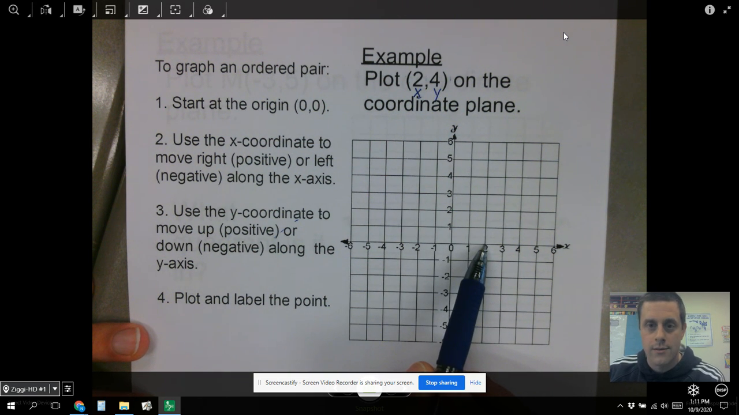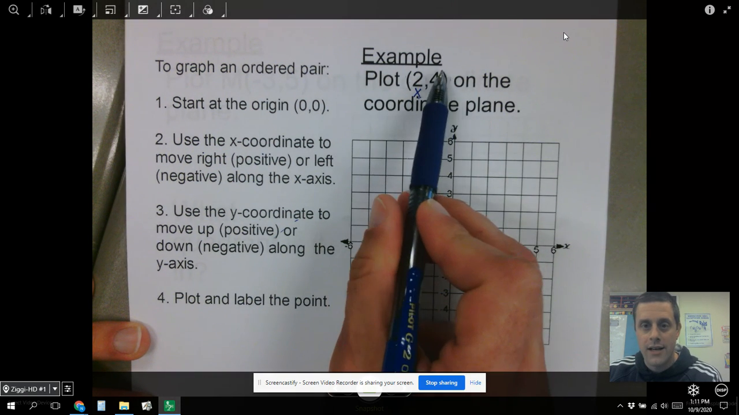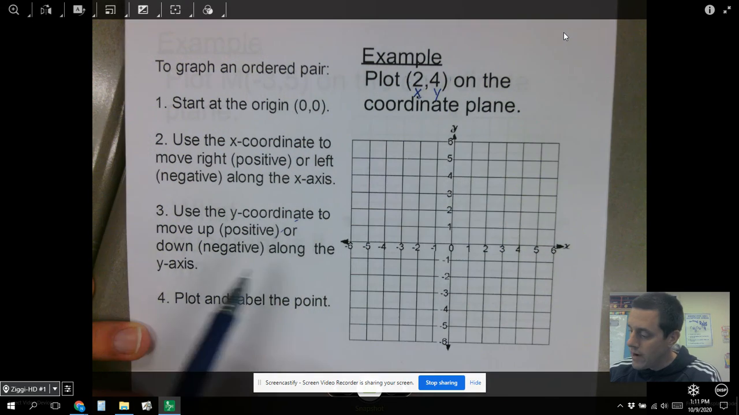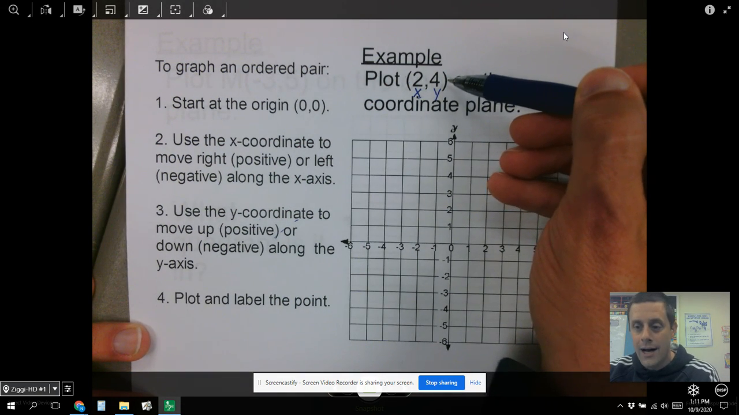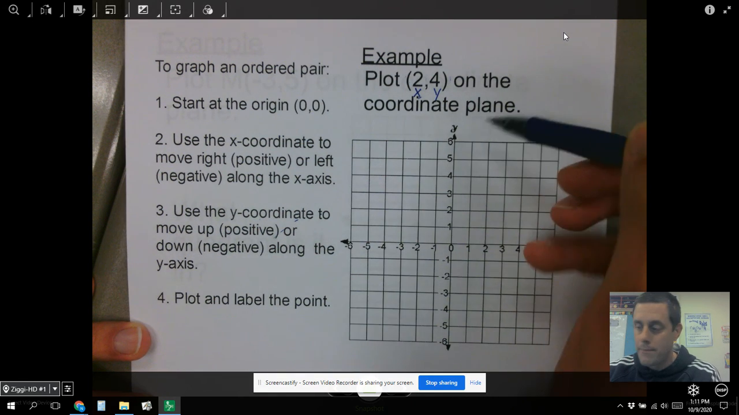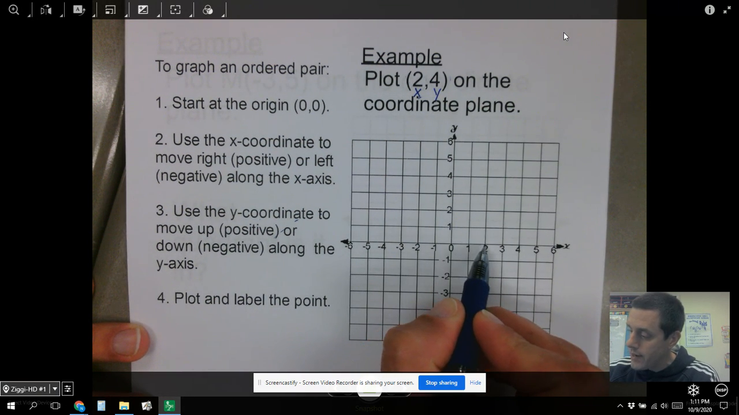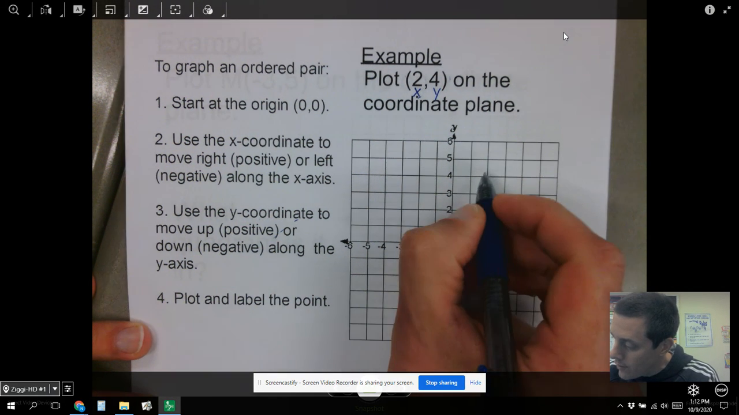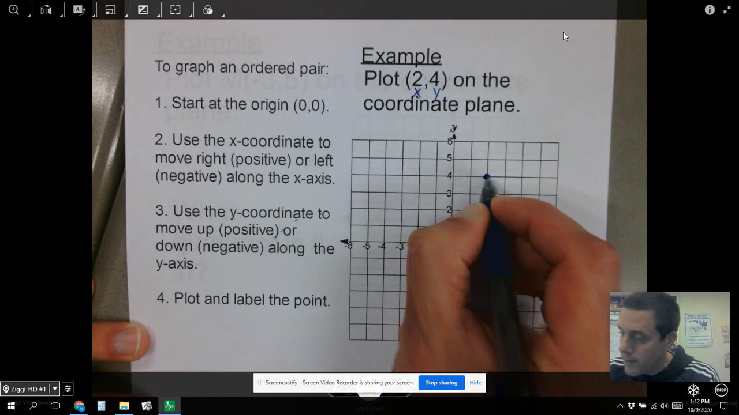Now we're going to use the y-coordinate, in this case 4, the second value in the ordered pair, to move up or down along the y-axis. Because 4 is positive, we're moving up. So from the origin, we're going to move 2 to the right because our x value is positive 2. And then we're going to move up 4 because the y value is positive 4. When we get to that coordinate, we're going to plot a point.